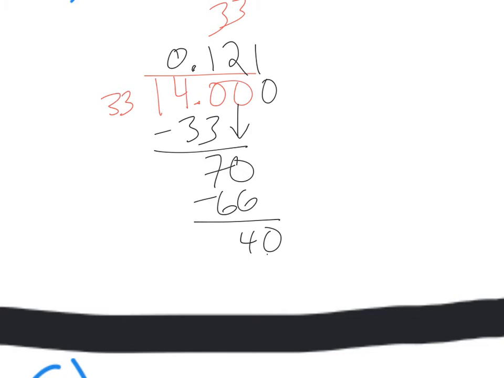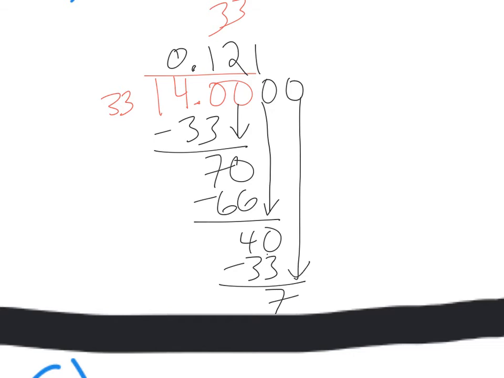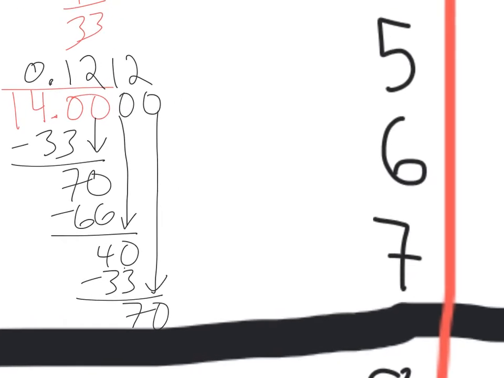33 goes into 40 one time. 1 times 33 makes 33. Sister subtracts. Brother, bring down. Oops, sorry. Brother, bring down. 33 will go into 70 2 times, and it's just going to keep repeating. So the way that we would write that for our answer would be 0.12 repeated. And there you have it.